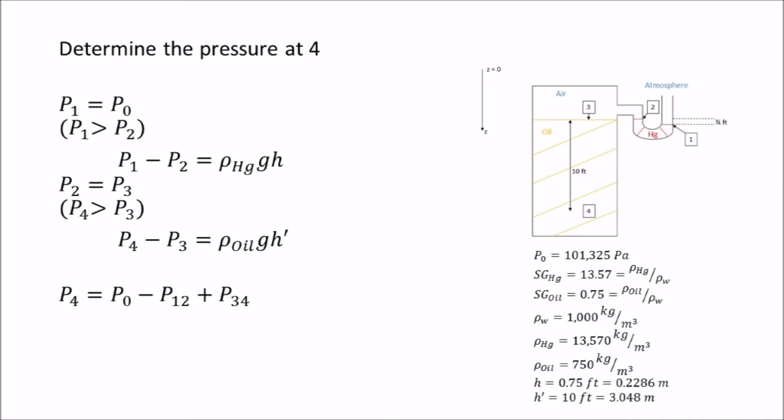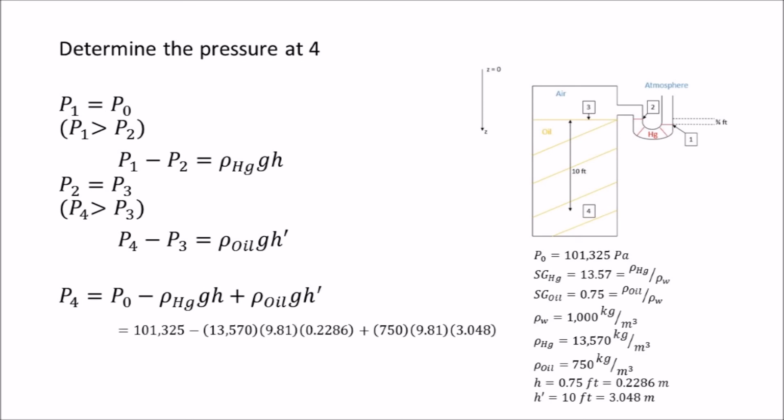Working from the right on our figure toward level 4, we can see that the contributing pressures are atmospheric and the pressure between levels 3 and 4, while the pressure between levels 1 and 2 acts in the opposite direction. We substitute in P1 minus P2 and P4 minus P3. We now have an expression with only known values, which we can substitute, and our final result is a pressure at level 4 of 93 kilopascals.